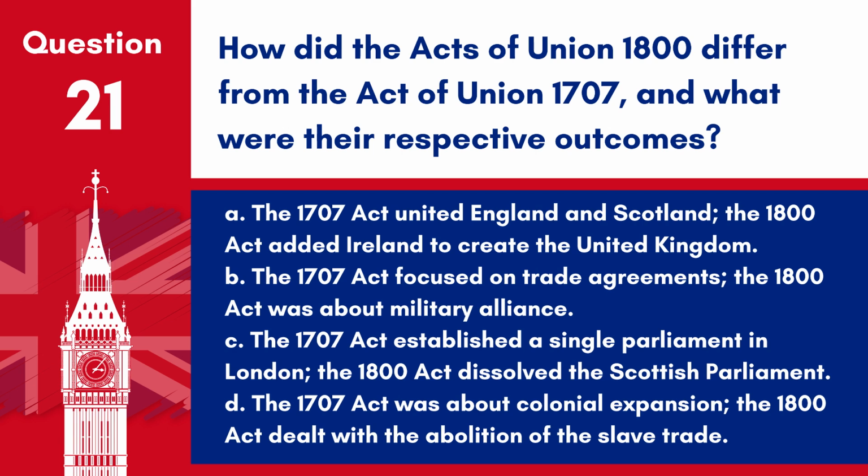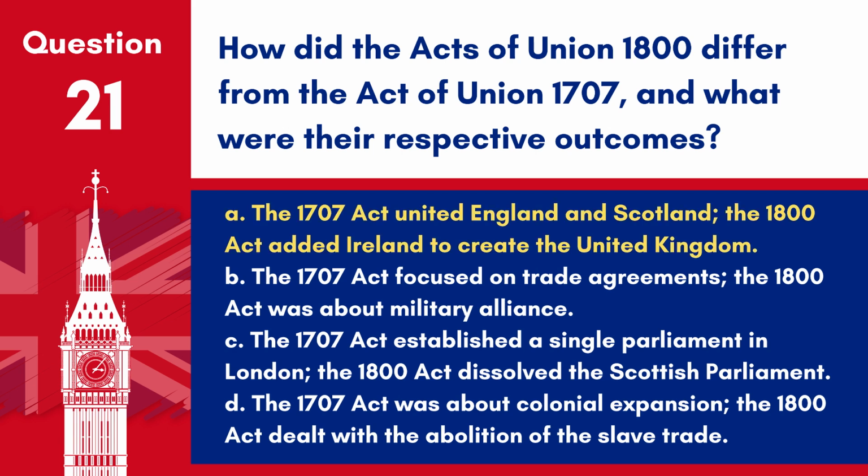Question 21. How did the Acts of Union 1800 differ from the Act of Union 1707, and what were their respective outcomes? A. The 1707 Act united England and Scotland. The 1800 Act added Ireland to create the United Kingdom. B. The 1707 Act focused on trade agreements. The 1800 Act was about military alliance. C. The 1707 Act established a single parliament in London. The 1800 Act dissolved the Scottish Parliament. D. The 1707 Act was about colonial expansion. The 1800 Act dealt with the abolition of the slave trade.